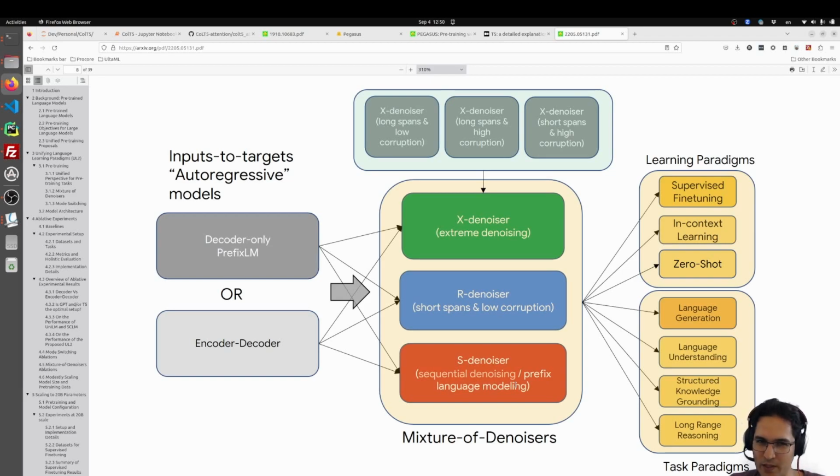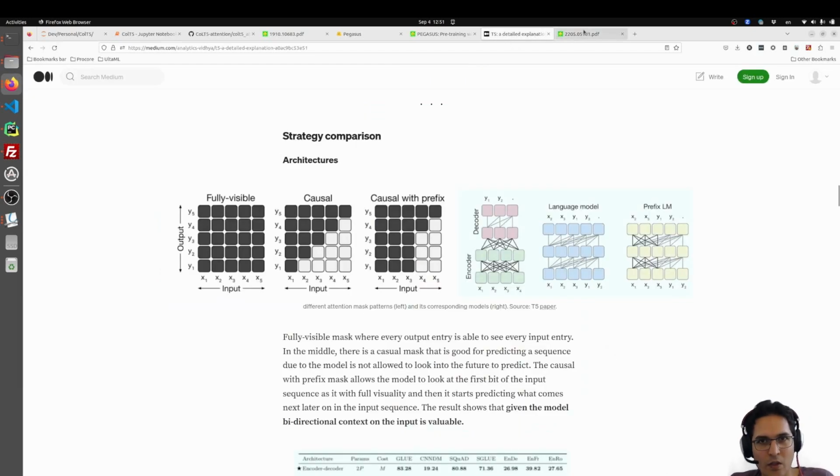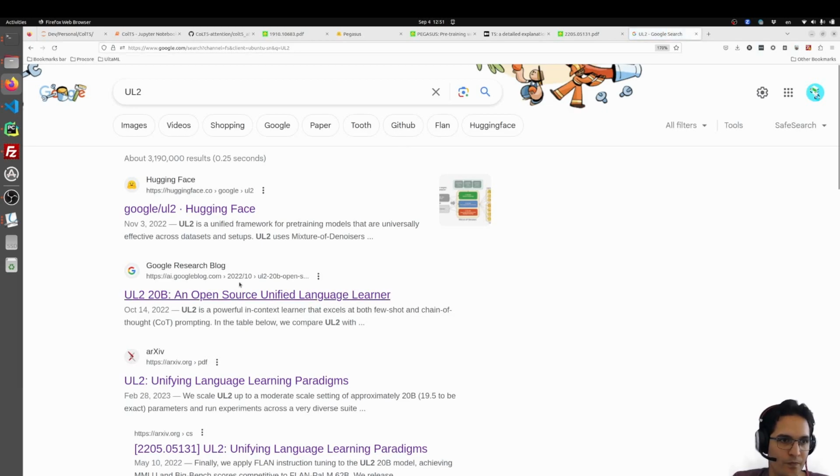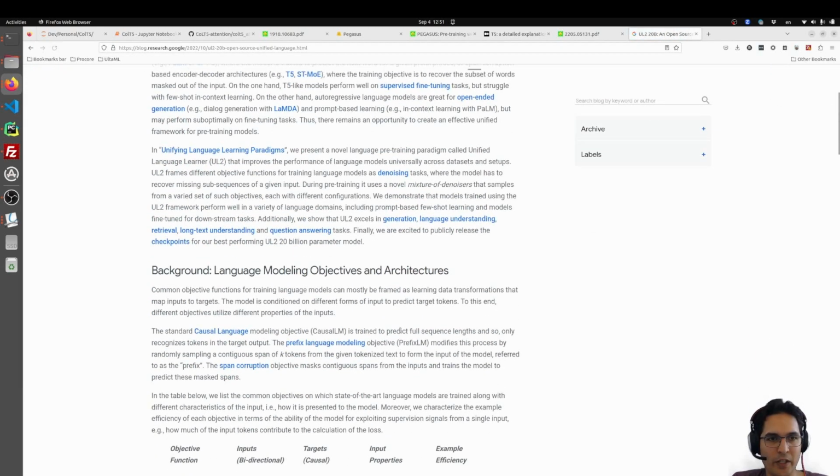Is it a short span and the number of corruption was low, or the number of corruption was high and it was short span, or it was extreme noise on the text. So you can have some sort of special token for your training. So actually I explained them, but I think there is a good website about UL2. Yeah, in Google Research Brain, they have talked about it.